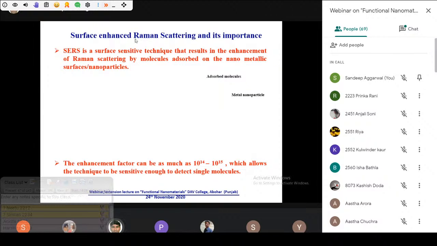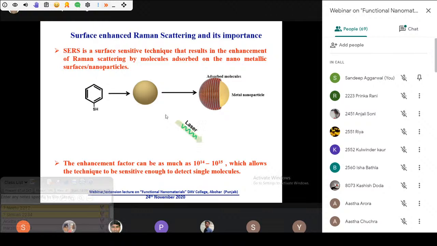Everybody has learned about Raman scattering. And we know the Raman scattering yield is very small. If you have one or two molecules, then you will not get the Raman signal. But using these nanomaterials, especially the noble metals, what happens generally? It is a surface-sensitive technique where we have some molecules on the surface and we irradiate with a laser.